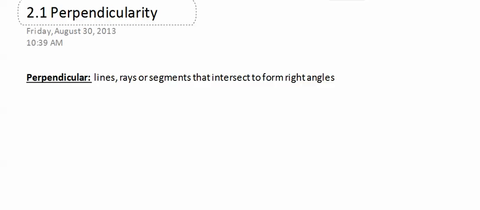Chapter 2 begins with a review from Algebra 1 about perpendicularity. It starts with a definition about what two lines are when they are perpendicular. They are two lines, rays, or segments that intersect to form right angles. We can show perpendicular lines in a few different ways.